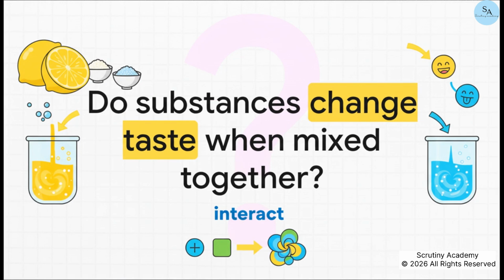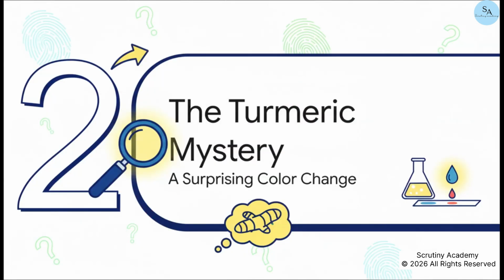Okay, so things have their own taste. Got it. But what happens when we start mixing them? Like, if you add salt to lemon juice or even sugar, the taste changes completely. This tells us that substances don't just sit next to each other. No, they interact in some pretty fascinating ways. And that whole idea of interaction leads us to our next section, which feels a little bit like a detective story, the turmeric color mystery.